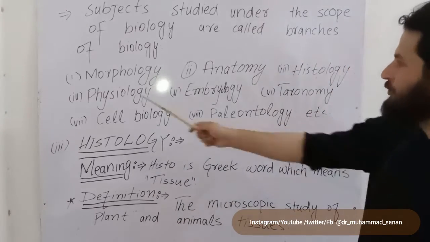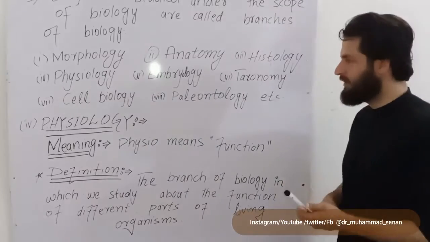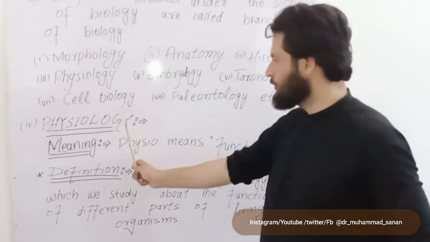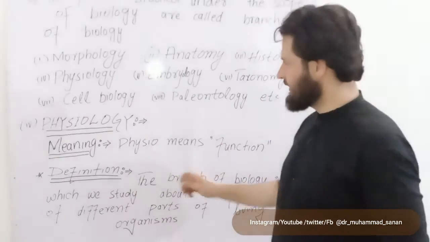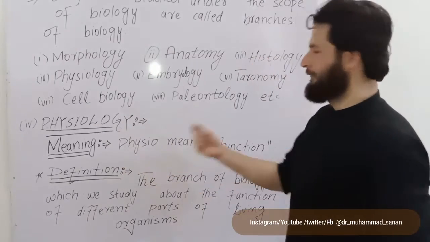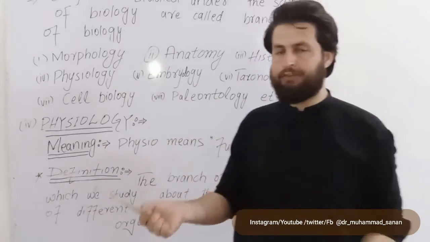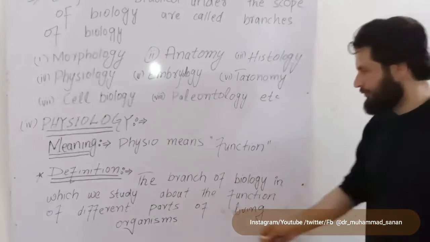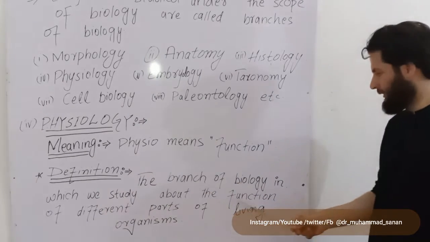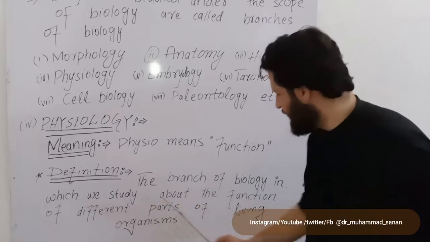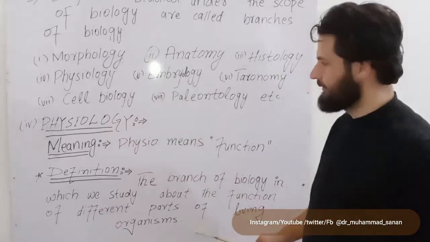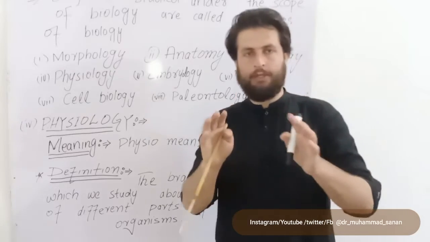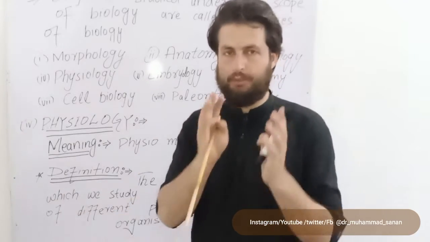Let's move onward to physiology. What does it mean by physiology? Physio means function, and logy means study. So basically in physiology we study the function of different parts of living organisms. Definition: the branch of biology in which we study about the function of different parts of living organisms is known as physiology. So in physiology we study the function of different parts of the living body.